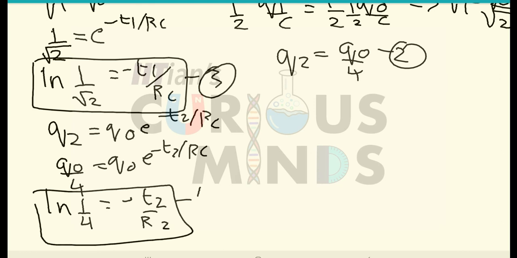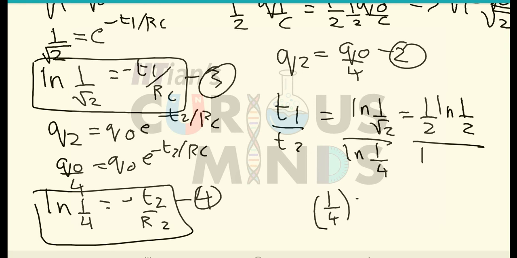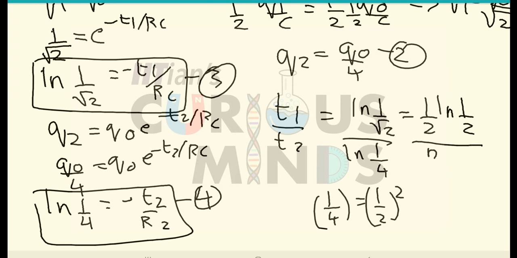Now we have to find out the ratio of T1 by T2. So I will simply take the ratio, RC and RC will get cancelled out. T1 by T2 is equal to log of 1 divided by root 2 divided by log of 1 by 4. Now the same part can be written as half log half divided by, now 1 by 4 can be written as 1 by 2 the whole square. So the square part will be outside the bracket. It will be equal to 2 times log 1 by 2.